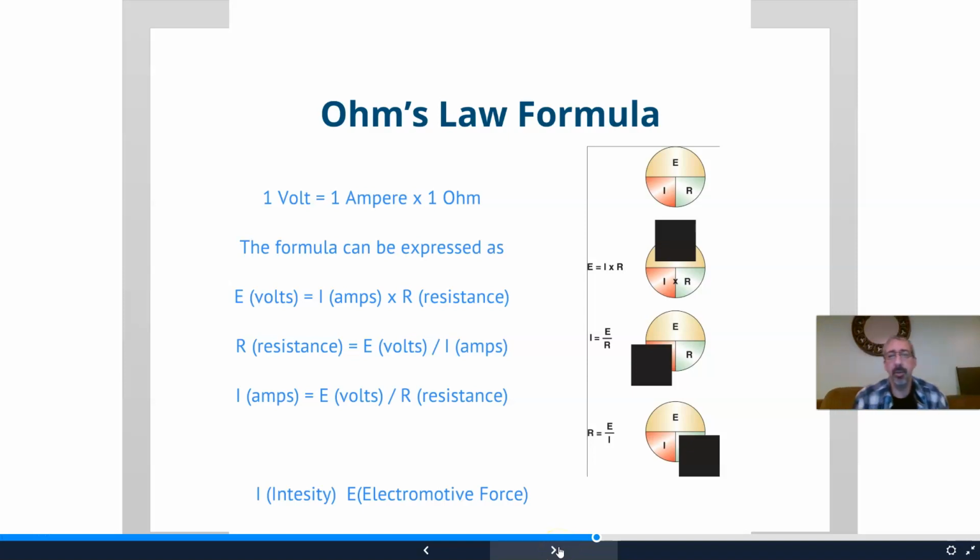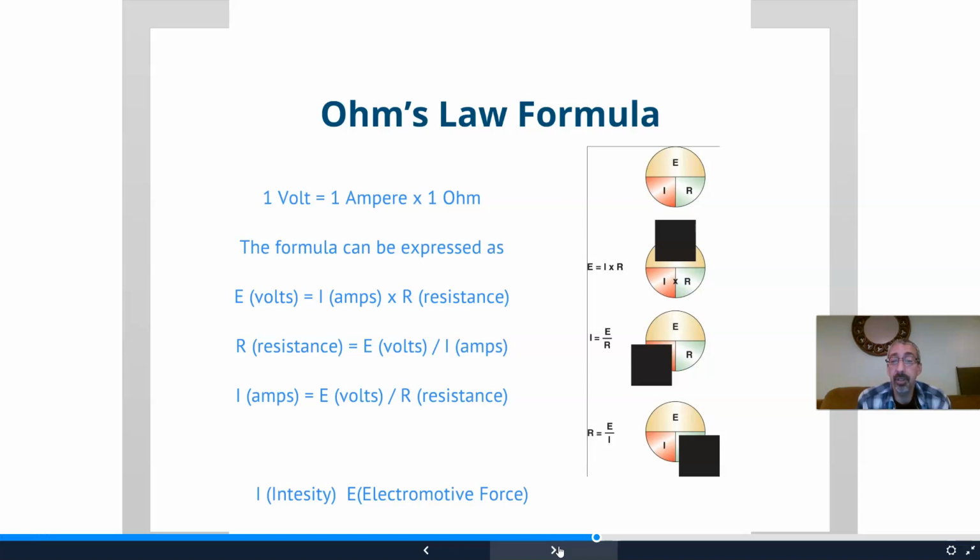Okay, so now we got some math. It's not that bad. So we have Ohm's law, and what Ohm's law represents is the relationship between volts, amps, and ohms. There is a relationship with them. And see that little circle? You should get it tattooed on the back of your hand. That little circle is your cheat sheet for how this all plays out. So what Ohm's law says is that 1 volt equals 1 amp times 1 ohm.